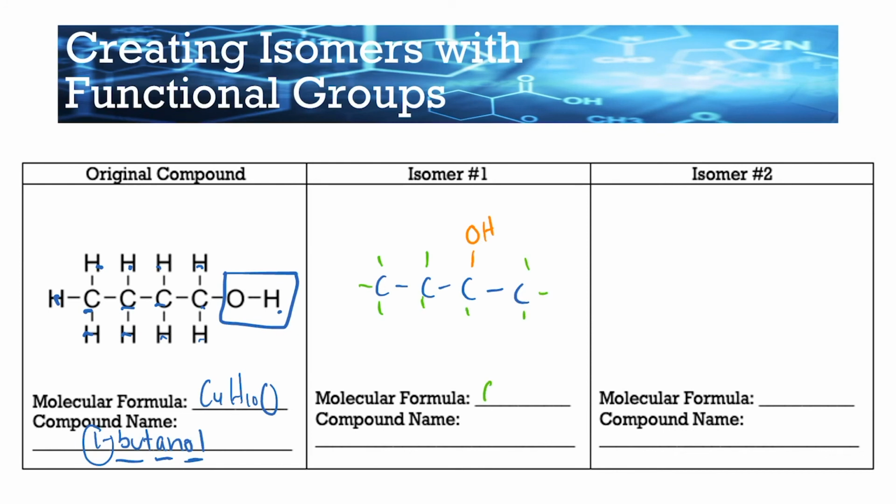So we still have C4H10O. But now, since we moved the location of the OH group, it is now called 2-butanol, because now this OH group is on the second carbon. It is not 3-butanol because you have to use the smallest number.